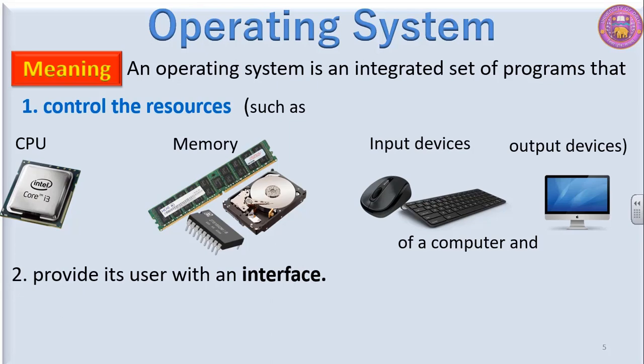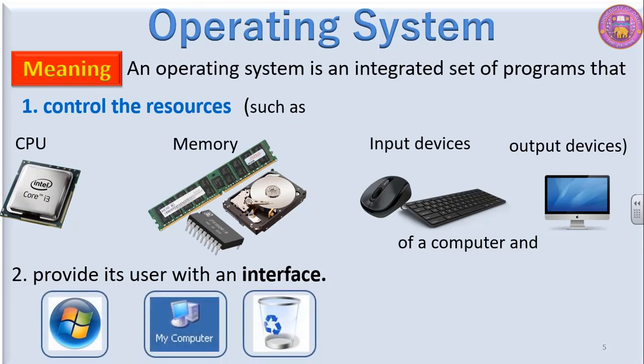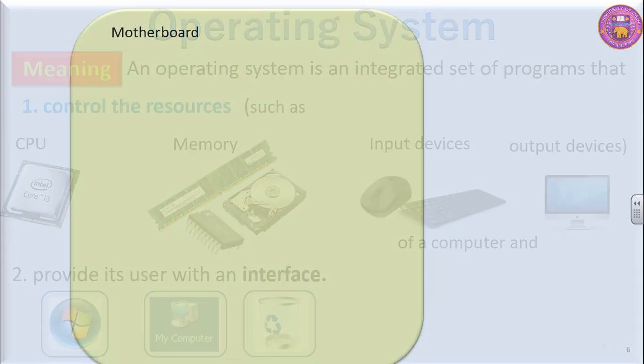And it provides its user with an interface. Interface is a connecting point. User gets connected to the computer with the help of certain icons. These icons are graphical images. So we can say that it consists of a number of programs that control the resources and provide its user with an interface. Let's take up an example.